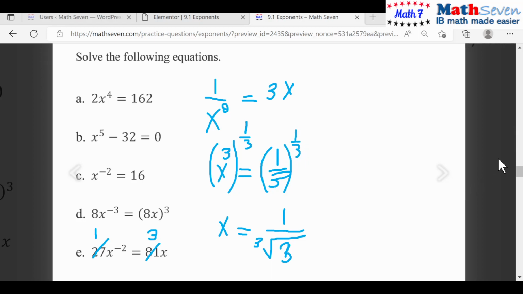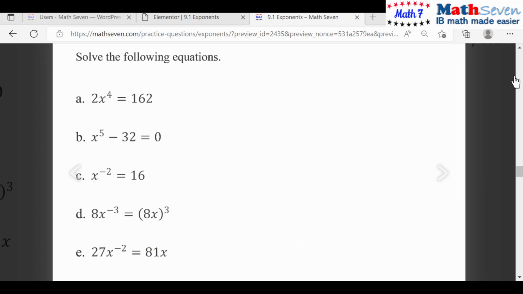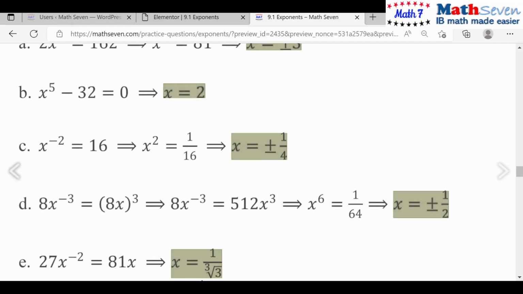So let's look at the mark scheme. The answer is 1 over cube root of 3. Done? Done.